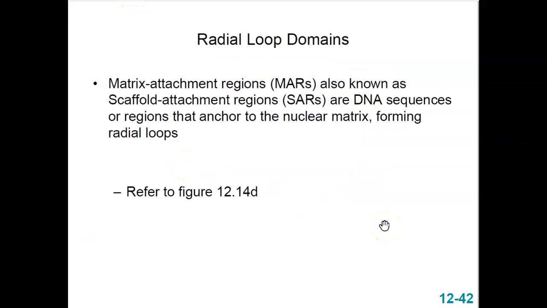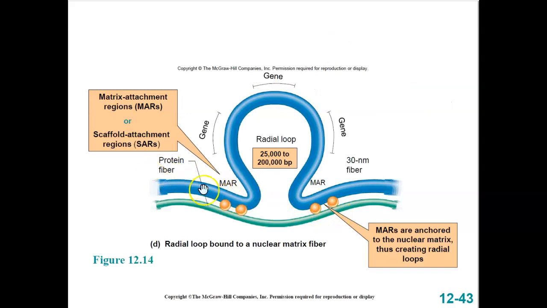So radial loop domains, what are these? These are really cool. These are called MARs and SARs regions, and basically these are the regions that are going to anchor DNA to the nuclear matrix, forming those little loops. So here's a matrix attachment region. We call them the MAR. MARs are anchored to the nuclear matrix. So right here's a protein fiber, here's a MAR region, here is a piece of the chromosome. What's cool about this is you have the protein matrix allowing regions to be available for transcriptional activity.